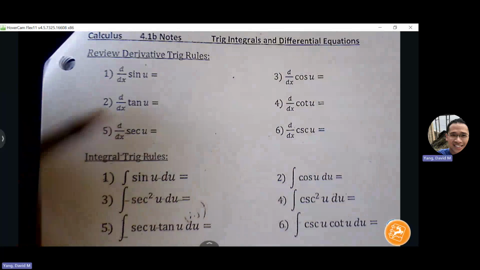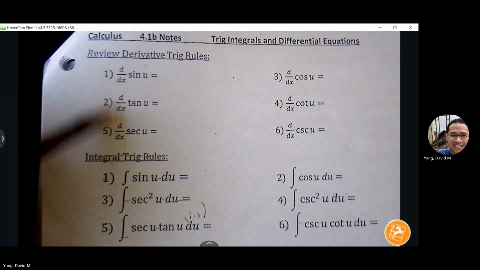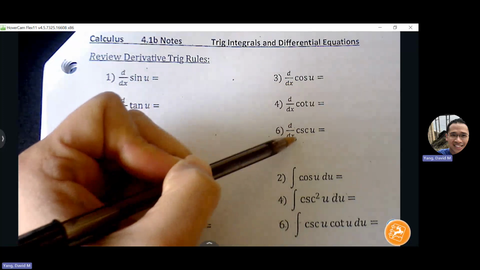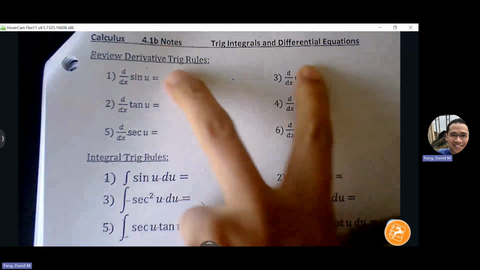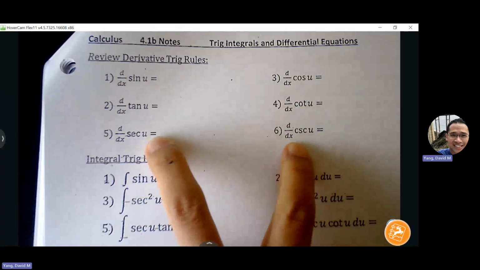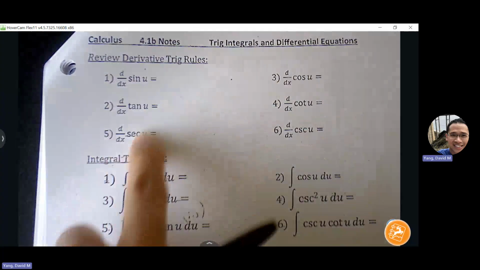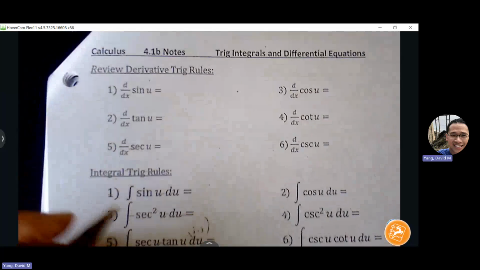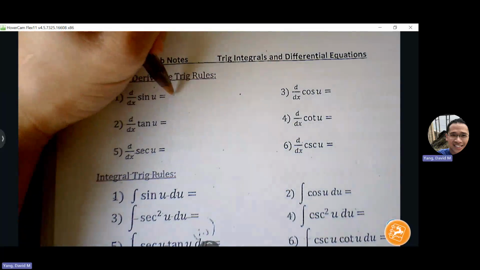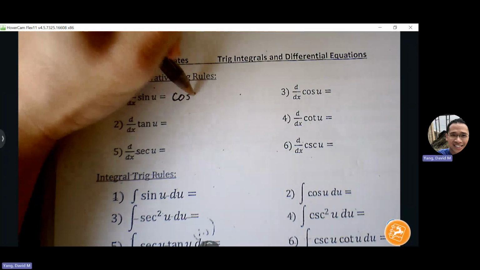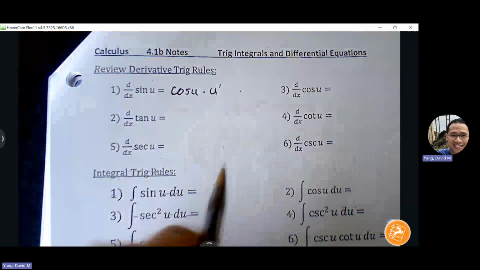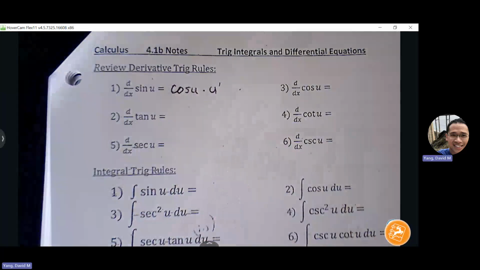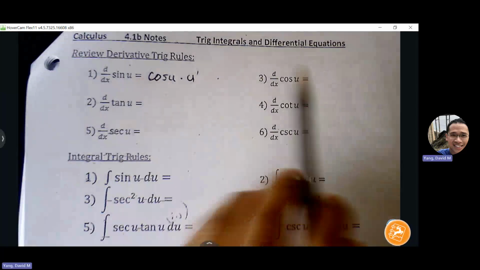I like to have it in 2 columns: sine, tangent, secant in the first column, and then the co-functions in the second column, all in alphabetical order. The co-functions all produce negative derivatives. These 2 look alike, these 2 look alike, these 2 look alike. Tangent and secant derivatives just involve each other. Cotangent and cosecant derivatives just involve each other. Let's remind ourselves of our rules here. Sine of u becomes what? Cosine of u times u prime. Now, when we go backwards, don't worry about the u prime. The u prime is kind of like the du, so just leave it.